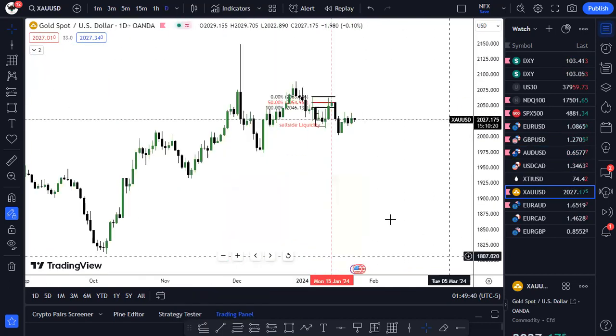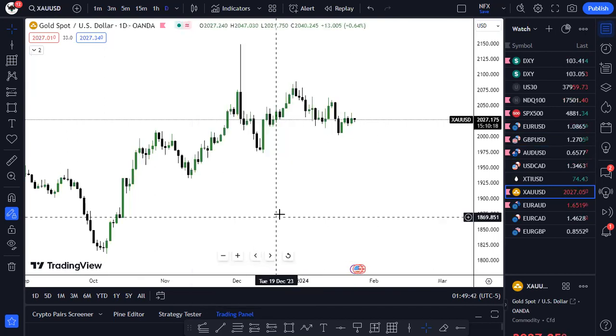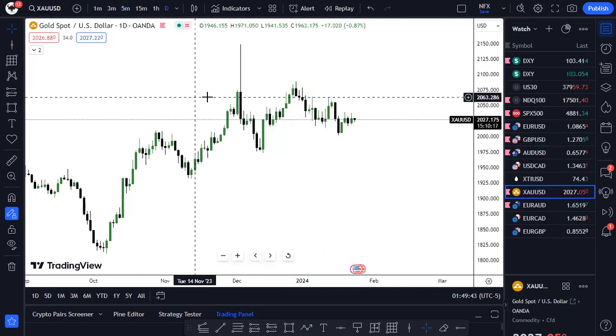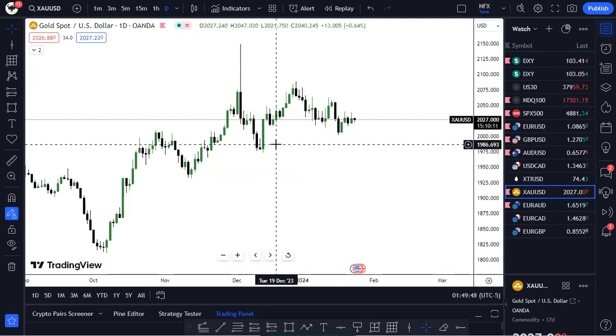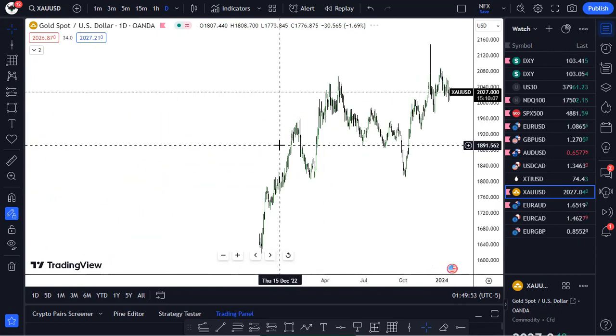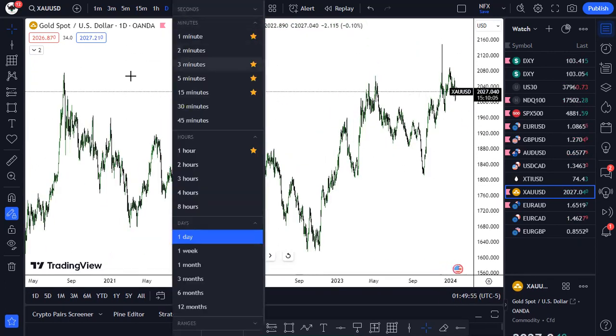I have no idea what's happening on gold, guys. Let's remove all of this here. I know most of you trade gold, so okay, perfect. Obviously, I can see something interesting here on gold already. Let's take a look here. I'm going to go a bit higher time frame.